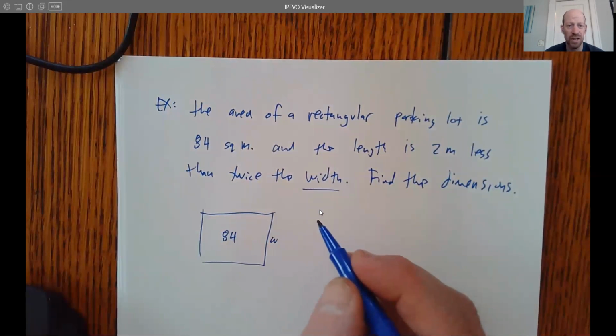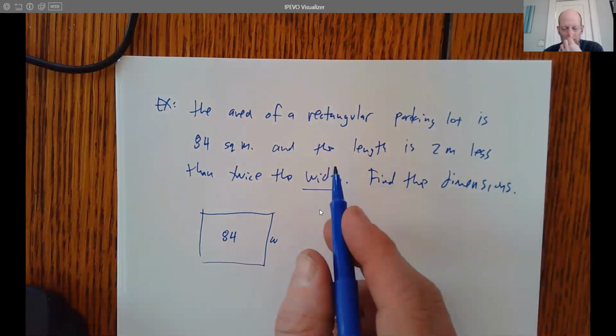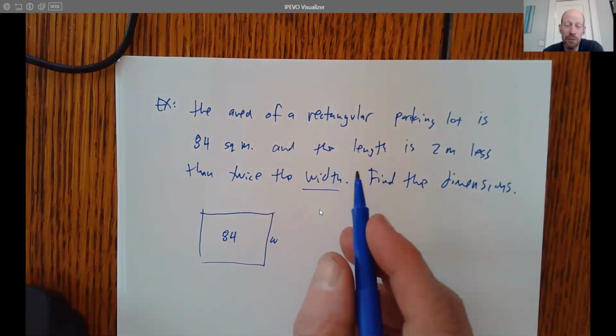So, standard approach, I don't know anything about width, so I'm going to let that be W. And then I have a length, right? The length is 2 meters less than twice the width. So I want to write that down. I want to define the length.